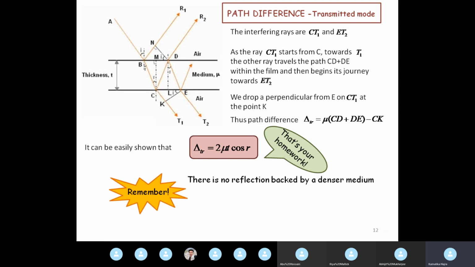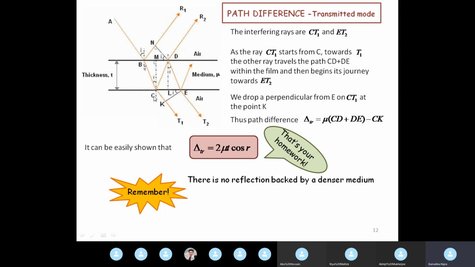So we have the path difference in the transmitted mode, but we have to remember that in this case there is no reflection backed by a denser medium. None of the interfering rays are reflected at any point backed by a denser medium. See the first ray, CT1. It comes as AB, gets transmitted as BC, and then gets transmitted as CT1. The second ray comes as AB, transmitted at BC.